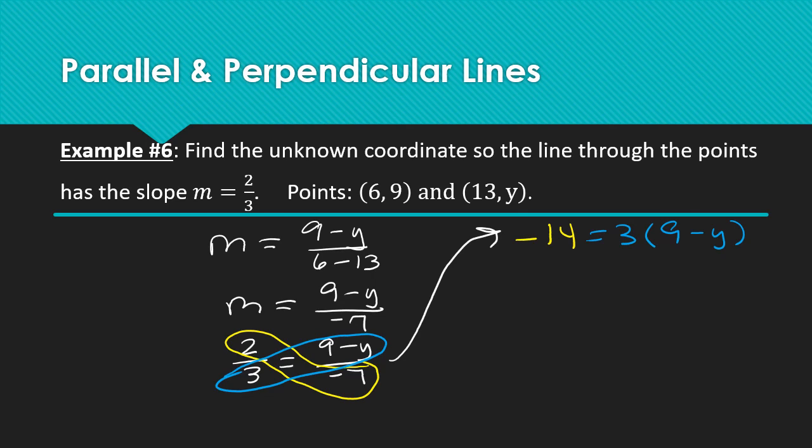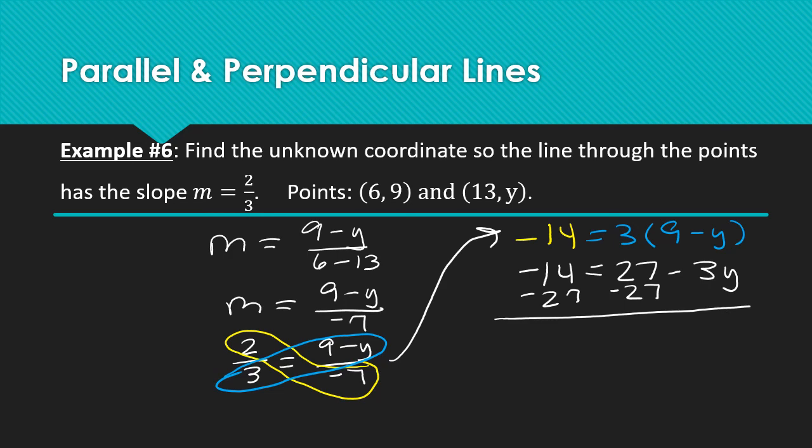All right, so now we are simply solving a linear equation for y. So bring down my -14, 27 minus 3y when you distribute. I need to move my 27 to the other side. So when I do some quick addition, I get -41 equals -3y. And when I divide each side by -3, I get y equals 41 over 3.